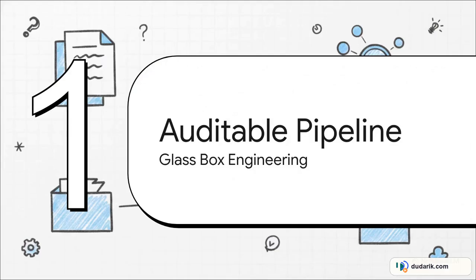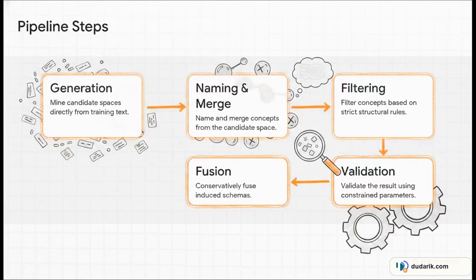Moving right along to Section 3, the auditable SCION pipeline. Let's get into some glass box engineering. You see, SCION isn't just another black box model. It is a meticulously structured reference pipeline. Let's just walk through the exact chronological journey of a piece of raw training text here.